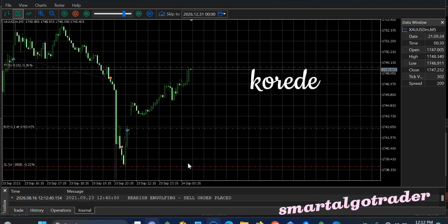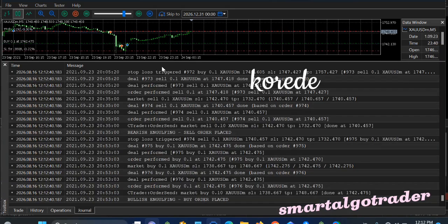Can you see something here? Let me just do something like this. Look at it here. Look at the log information. I want to show you some information here. Look at the information it's giving us. Sell 0.1. So you can see that the trading bot is taking trades.